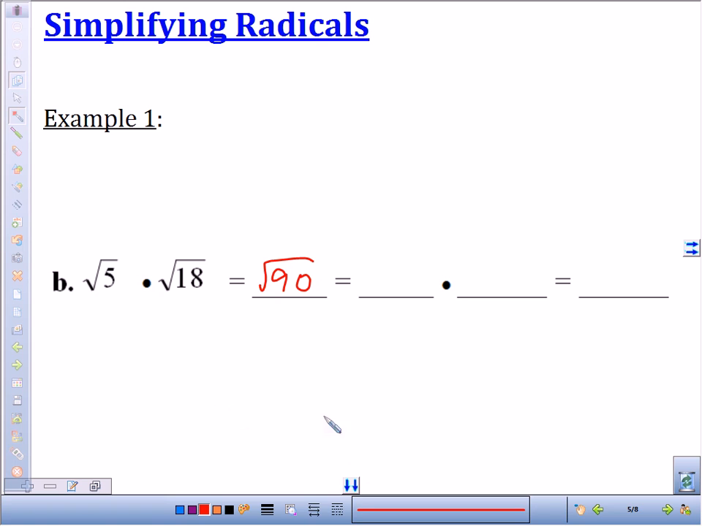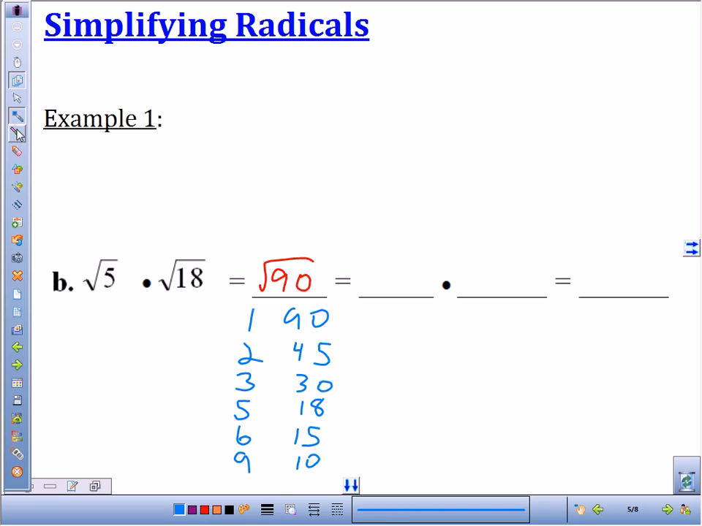Now, 90, it might be pretty obvious what we're going to use, but let's look through our factors anyway. I have 1 and 90, 2 and 45, 3 and 30. Let's see, 4, it doesn't divide by 4, 5 and 18, obviously, and I think 6 and 15, and 9 and 10. So I look at my factors here. The biggest perfect square factor that I've got is 9.